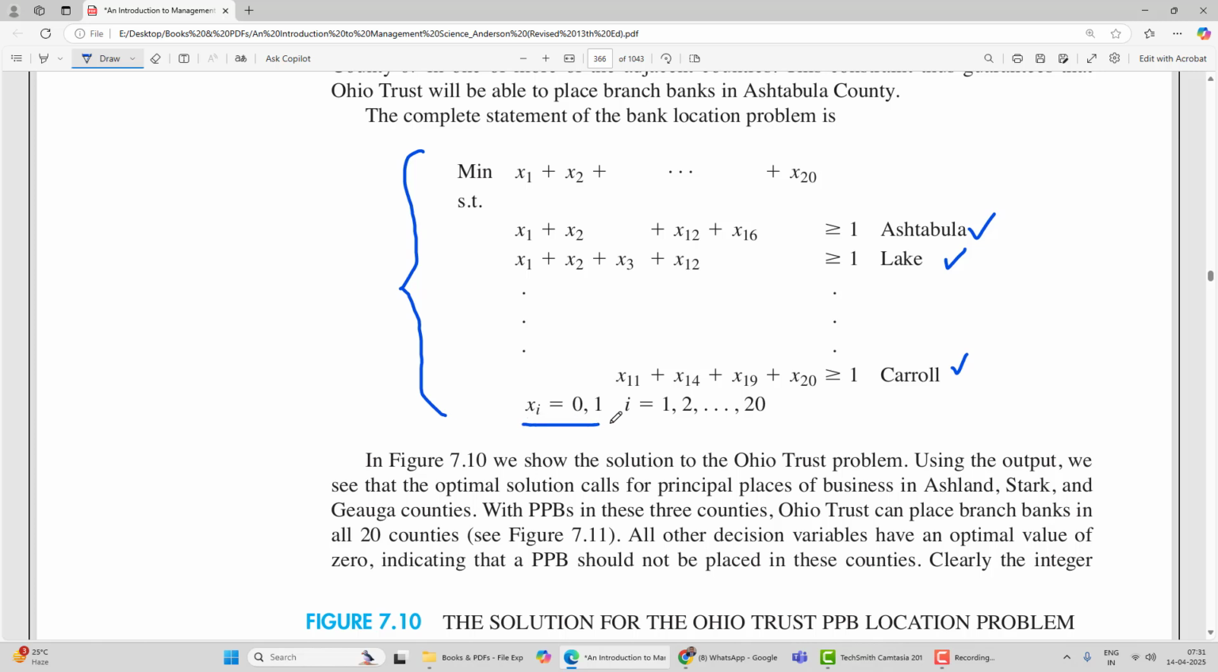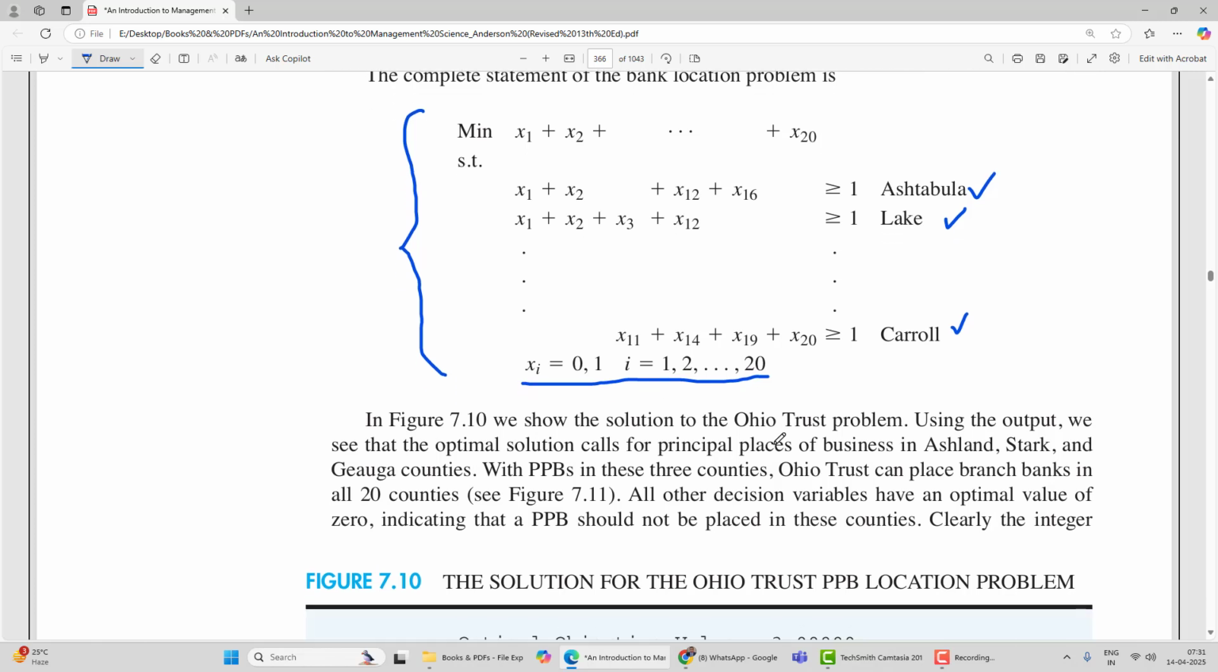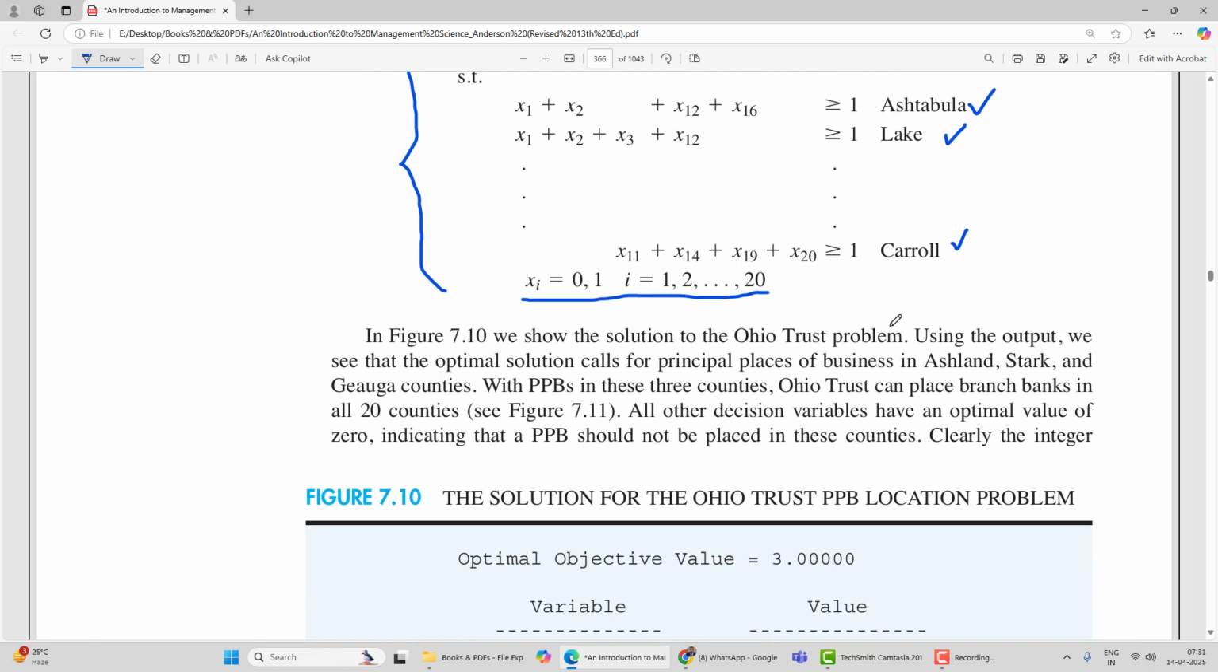This is a very important last row of the model, which clearly says that all my variables are binary. They can take the value 0 or 1, xi equal to 0 or 1, and i is from 1 to 20. So this is how we establish our model for solving the bank location problem. For the solver setup, I have explained it in another video on integer linear programming with Excel solver, so you can see that video to understand how to set up this kind of model in solver.